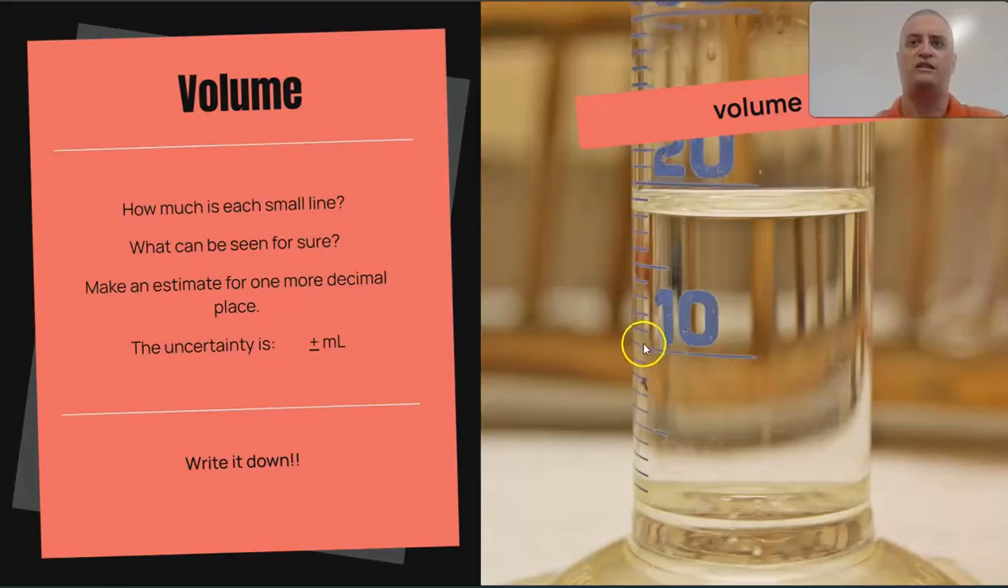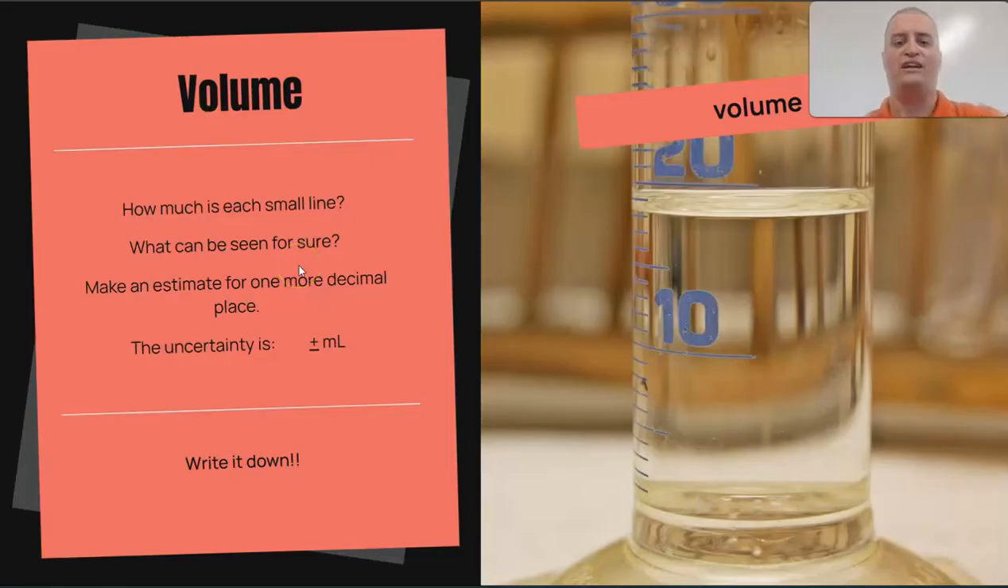Now the uncertainty is 1/2 of the smallest increment. The smallest increment is 1 milliliter, so half of that would be 0.5 milliliters. So our total measurement, 18.1 milliliters plus or minus 0.5 milliliters.